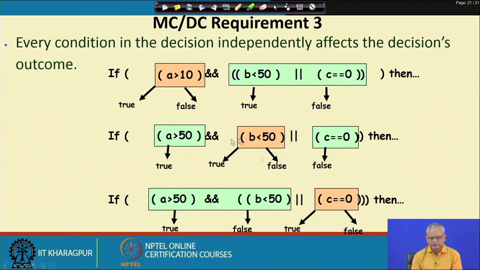And for the second sub expression, if we hold this to true and this to false, then the decision outcome will toggle between true and false. Similarly, if we hold the first one to true and the second one to false, then as the third sub expression becomes true and false, the decision will toggle between true and false. But the question remains: given a complex expression with a large number of sub expressions or conditions, how do we design the test cases such that MCDC coverage will be achieved?